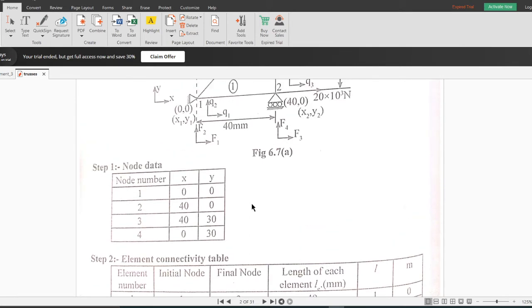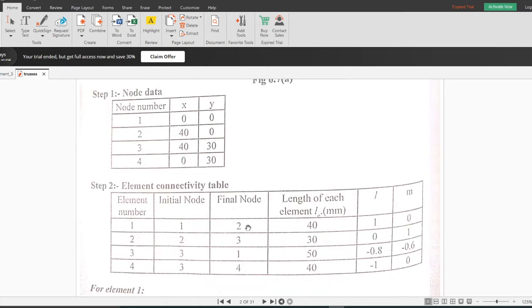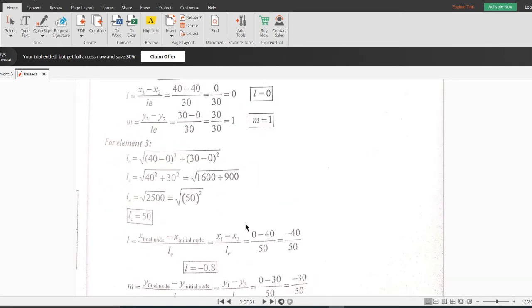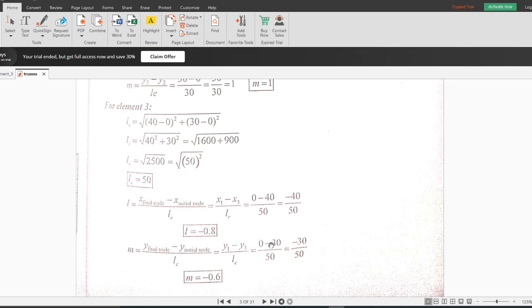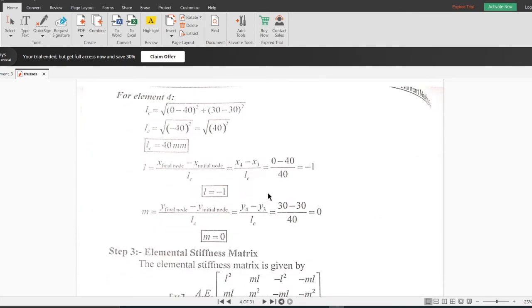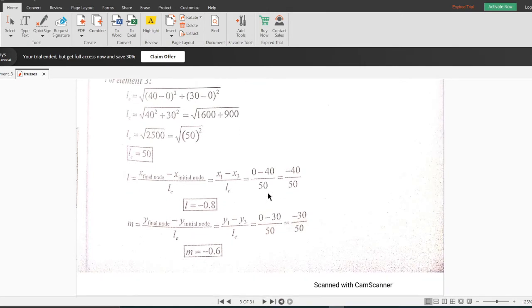M how much? y1 minus y3 divided by LE. 0 minus 30 divided by 50. 30 by 50, how much? Minus 0.6, no? Yes, sir.